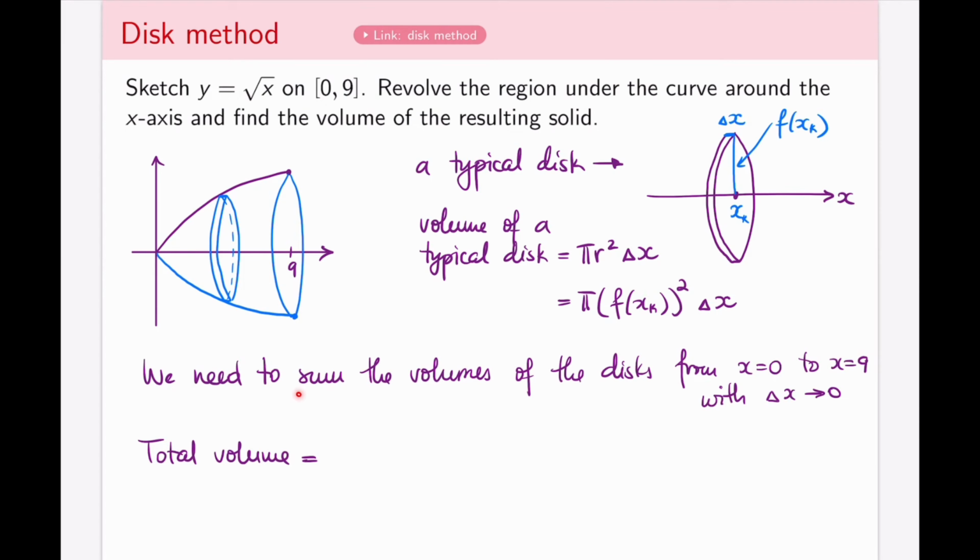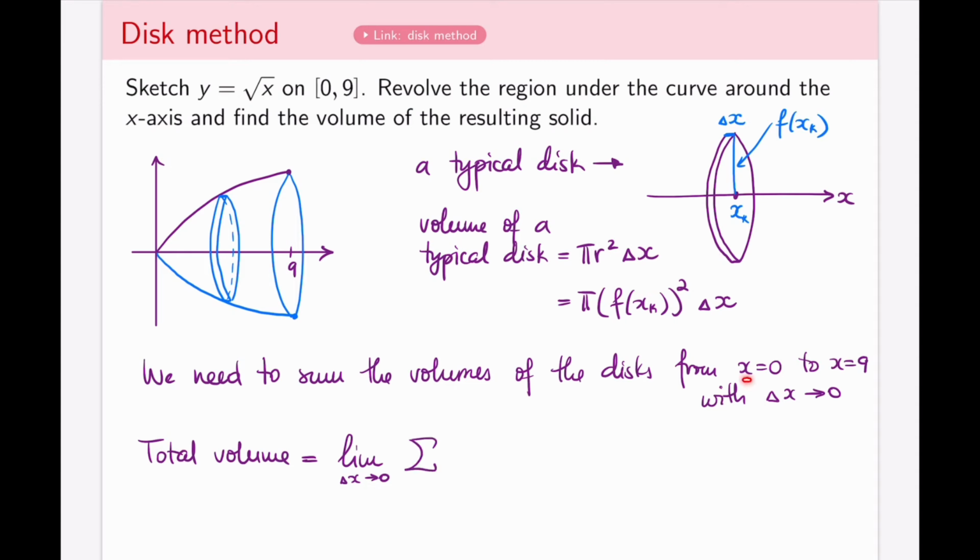So as I keep this in mind, let's try to write this exact expression in mathematical notation so that I can figure out how I compute the total volume. So first of all, I noticed that I want the delta x's to go to 0, so I can immediately introduce the limit as delta x goes to 0, and then I need to sum the volumes of all of the typical disks. So I have a sum. Let's recall our summation notation.